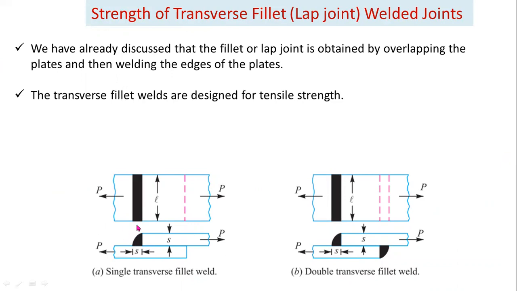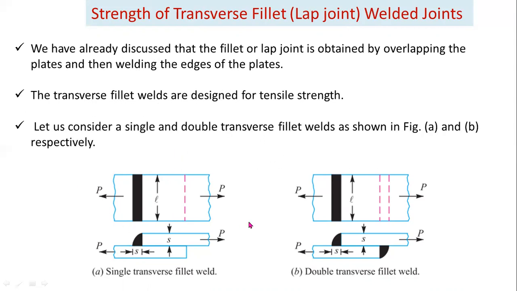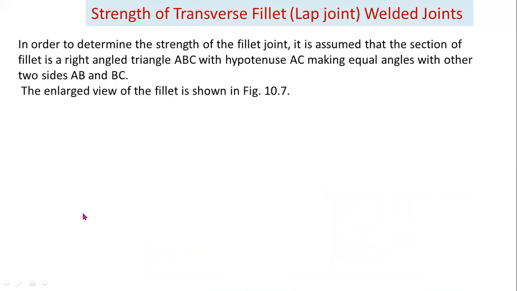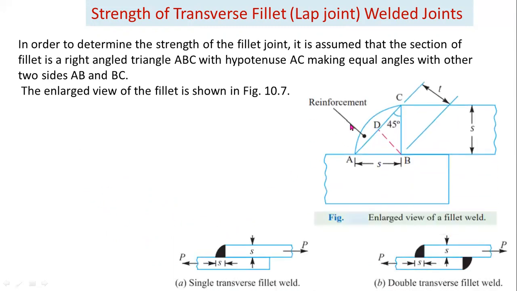The transverse fillet welds are designed for tensile strength. Let's consider a single and a double transverse fillet weld as shown in figure A and B. In order to determine the strength of the fillet joint, it is assumed that the section of the fillet is a right angle triangle ABC with hypotenuse AC, making equal angles with the other 2 sides AB and BC.